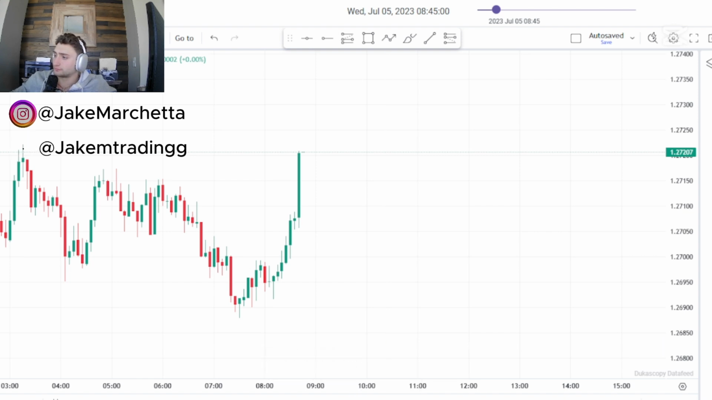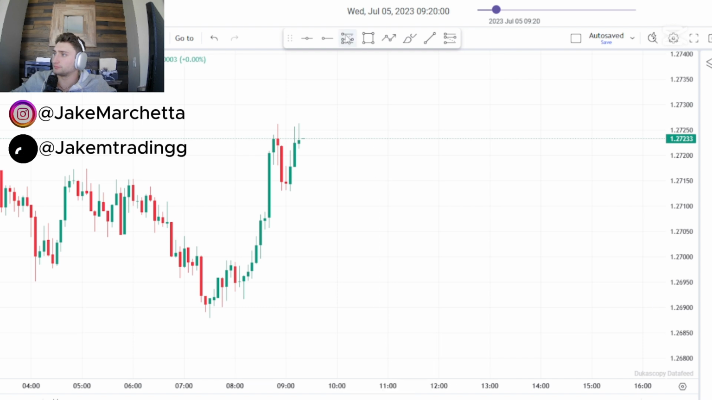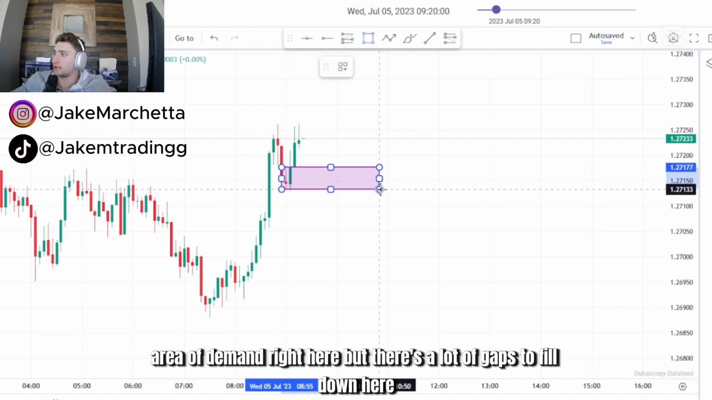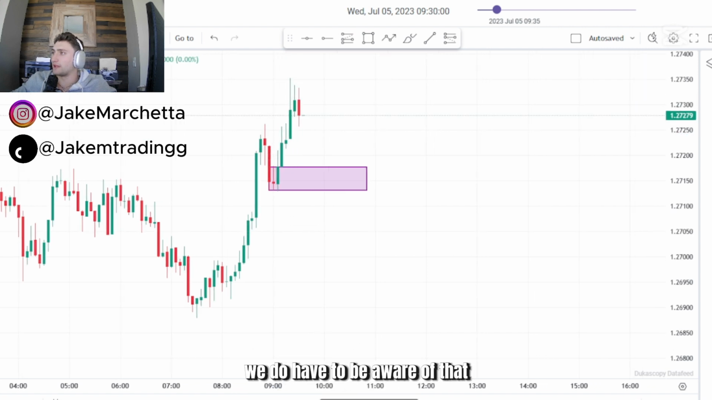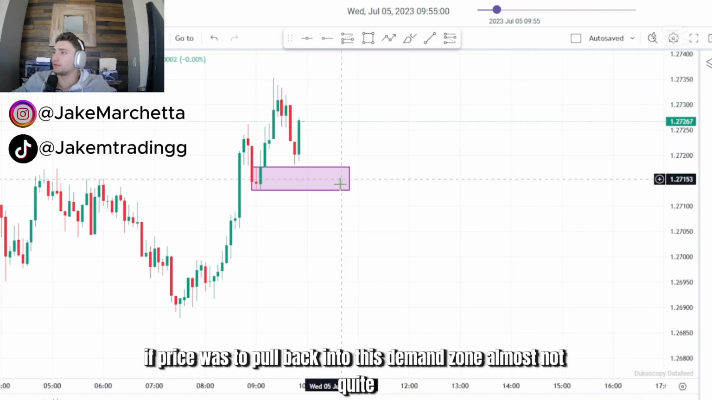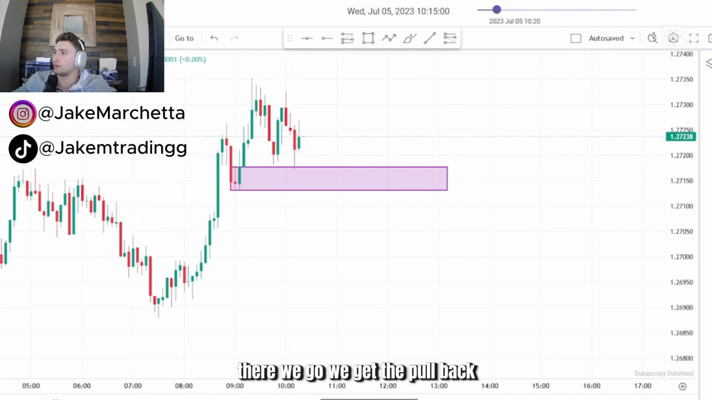So, let's see what kind of zones we create. Area of demand right here, but there's a lot of gaps to fill down here. We do have to be aware of that if price was to pull back into this demand zone. Almost, not quite. There we go, we get the pullback.